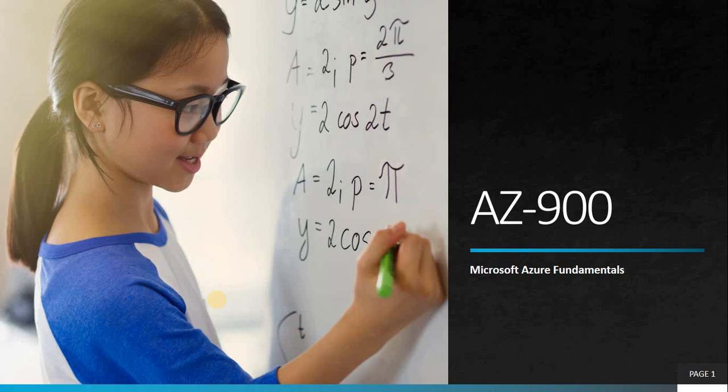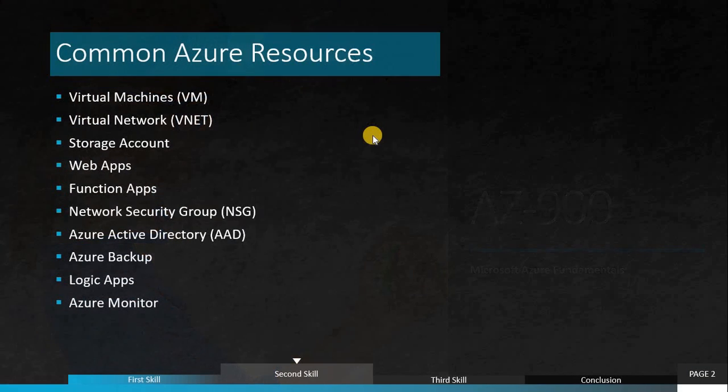In this course, we are discussing Azure Fundamentals, or the AZ-900 certification exam, as well as the course. So moving ahead, we'll discuss common Azure resources. Some of the common Azure resources that you may be using in your day-to-day use cases are: virtual machine, which is nothing but a virtual computer, you can think of it. Virtual network is a software representation of your networking. Storage account is used for storing data or any kind of files.